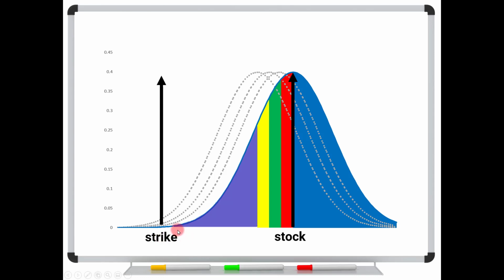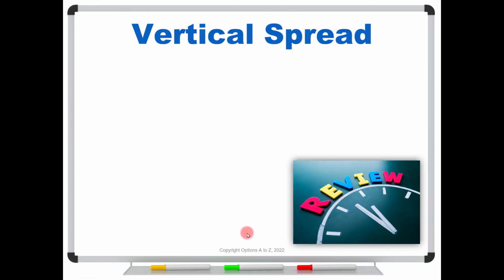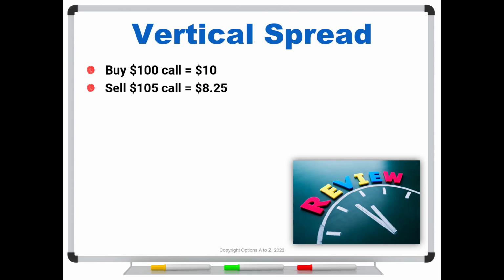And at that point, we are delta 1. The entire curve is filled in. So that's where the delta is coming from. But let's now take a look at a vertical spread. Let's say that you buy the $100 call for 10, but you sell the 105 and maybe get $8.25. Well, that's going to be a net debit of $1.75.